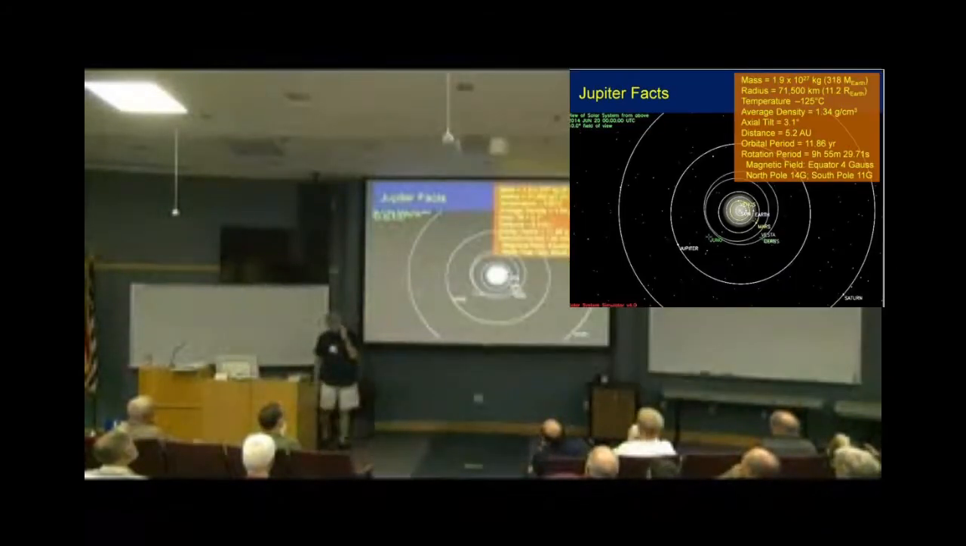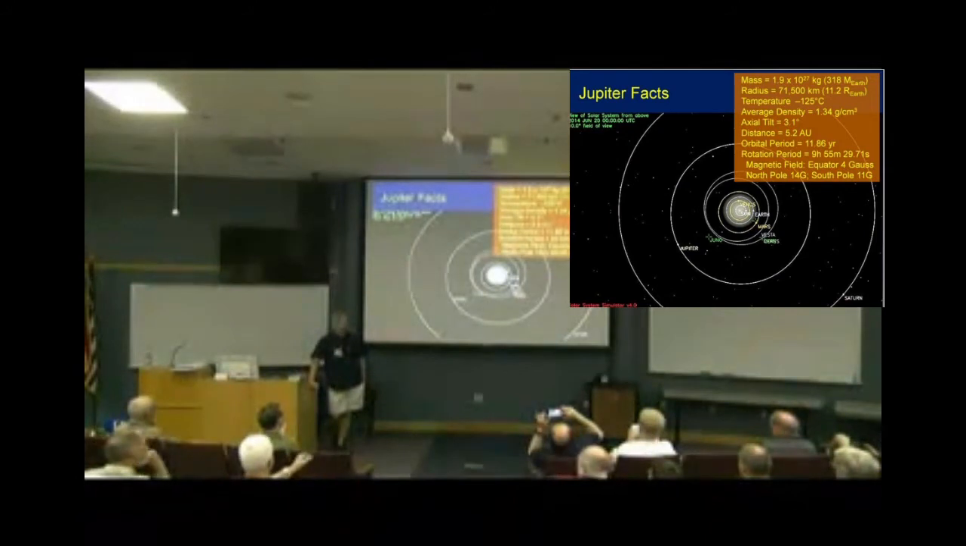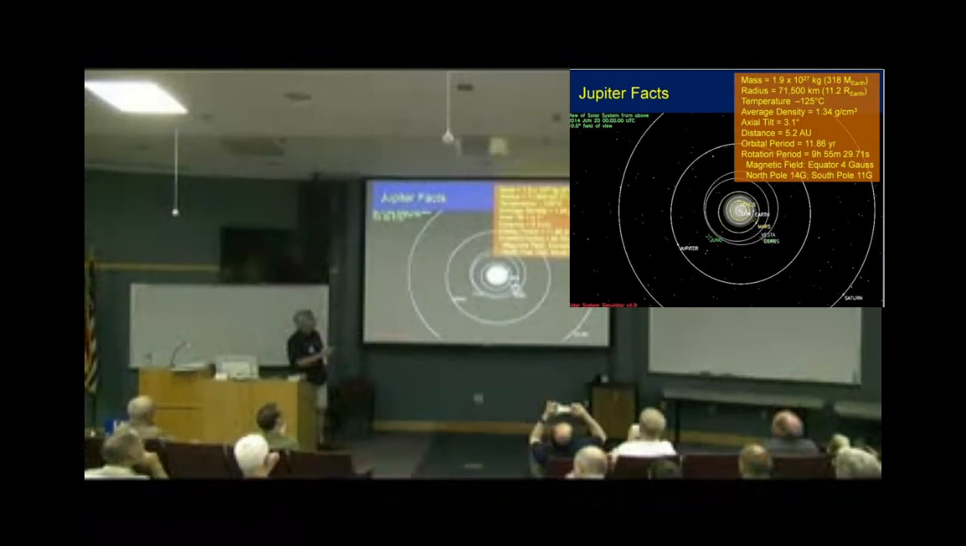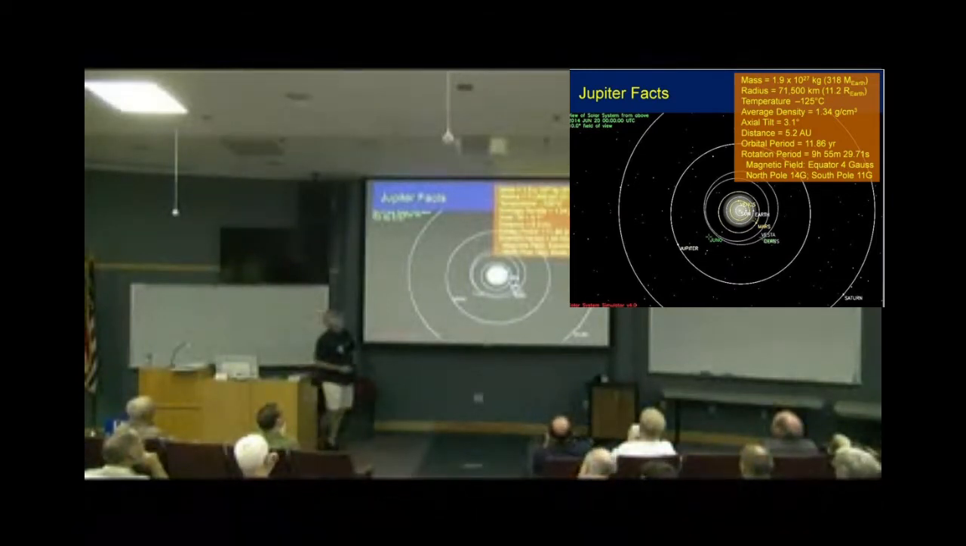So our friend orbits at 5 AU from the Sun and has an orbital period of almost 12 years, 11.9 years. Some fun facts about Jupiter here. You can see the scale, overall mass and size compared to the Earth. Its atmospheric temperature, of course, is quite cold out there.